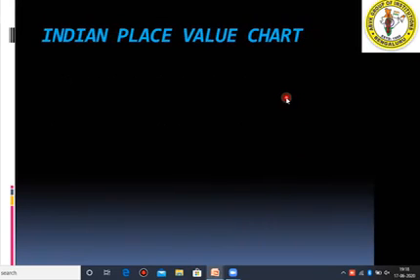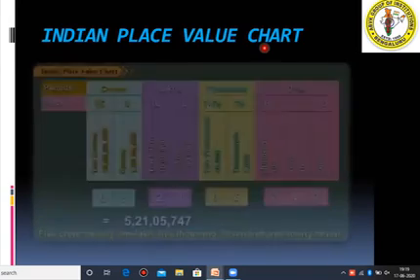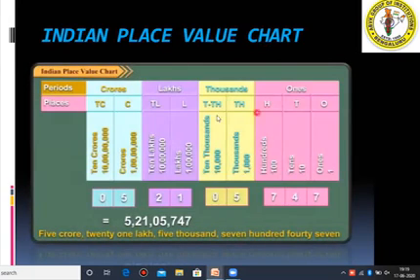So now we have learned the smallest and largest numbers. To read large numbers, first we should know the Indian place value chart. Already you have learned this in previous classes also. So once again, let us see. Here is a place value chart, the Indian place value chart.